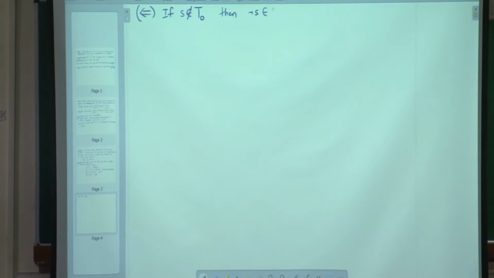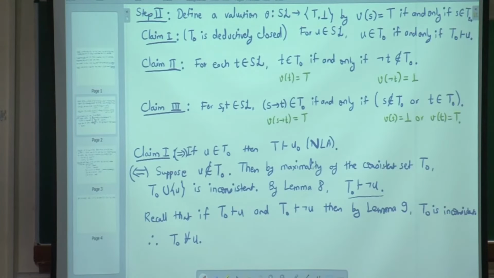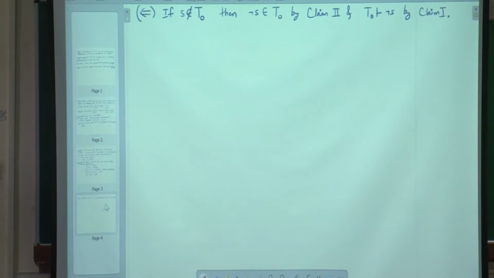Negation S is in T naught by claim 2, and what else? By claim 1, T naught proves negation S. Okay. And also we are assuming this T belongs to T naught. We are not using contrapositive, and since T belongs to T naught, T naught also proves T.